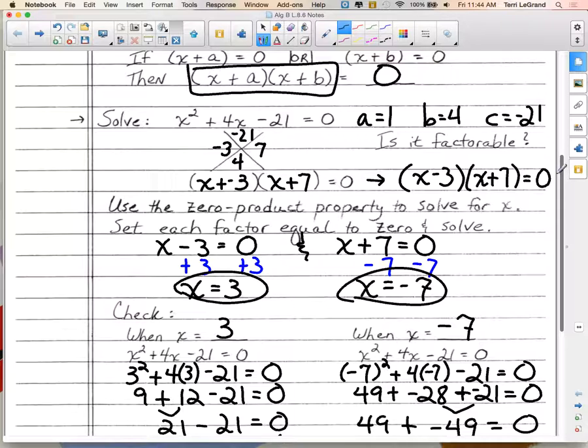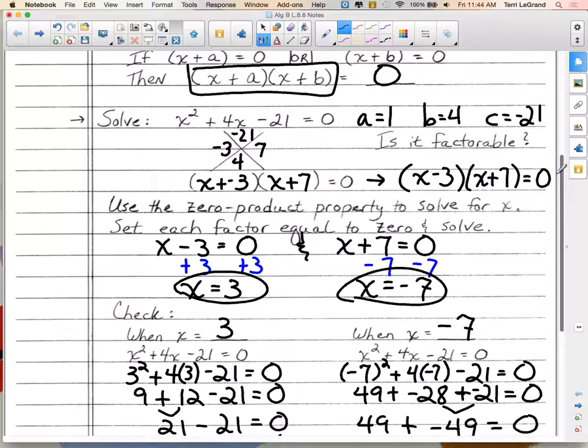When we put -7 in, what's -7 plus -3? -10. What's -7 plus 7? 0. What's -10 times 0? 0. So we have to find all the possible x values that would create a 0 factor.